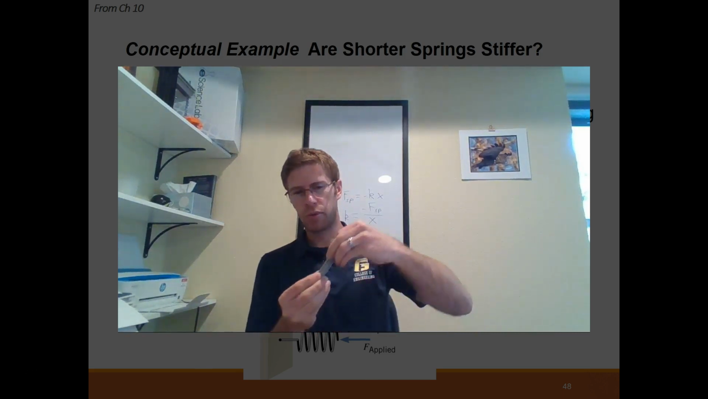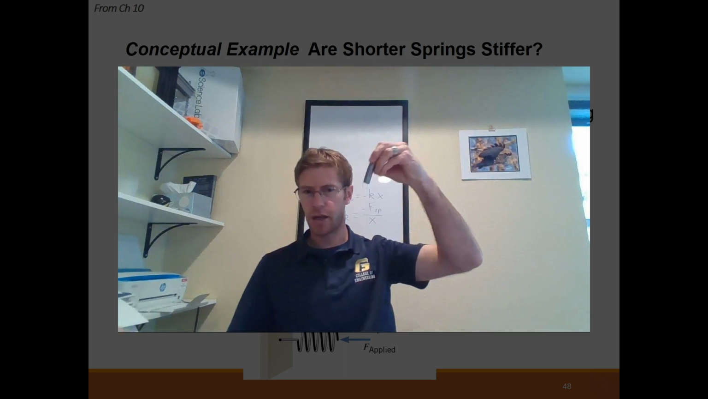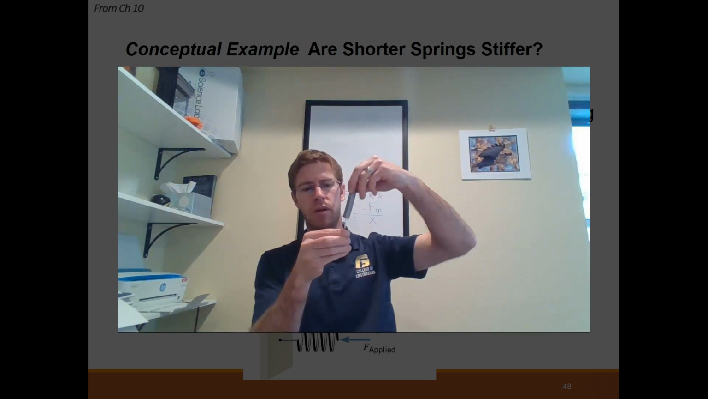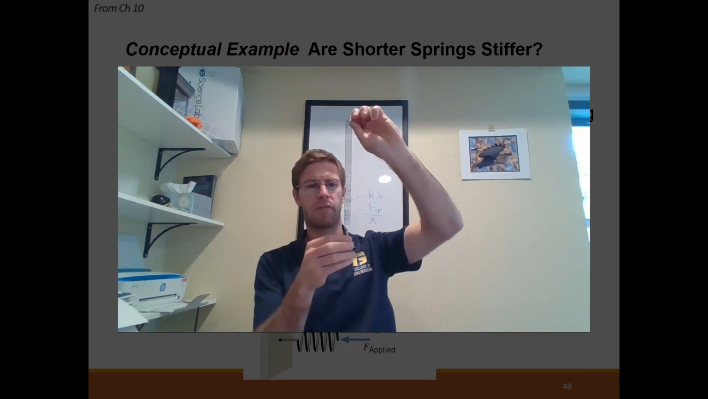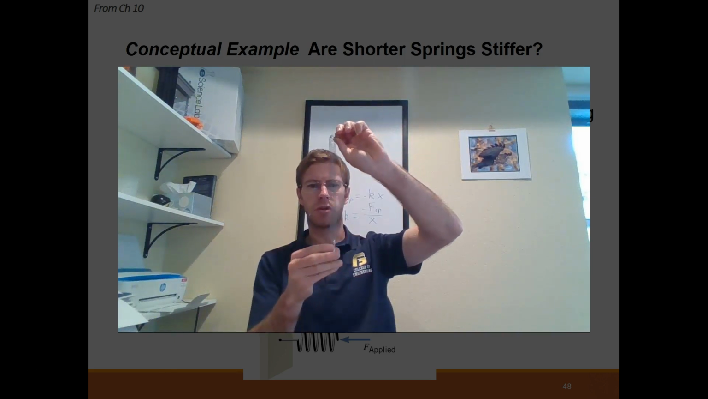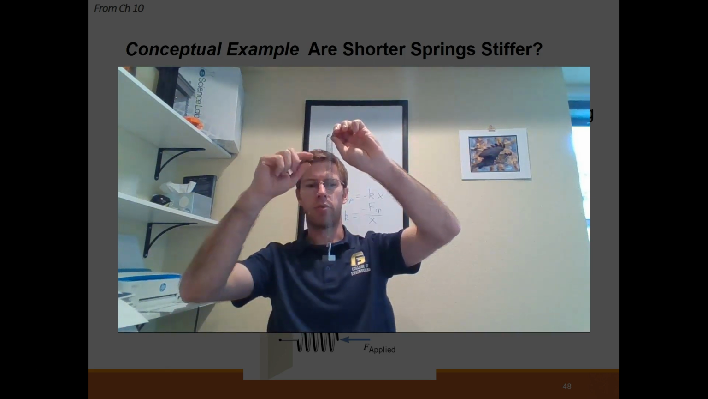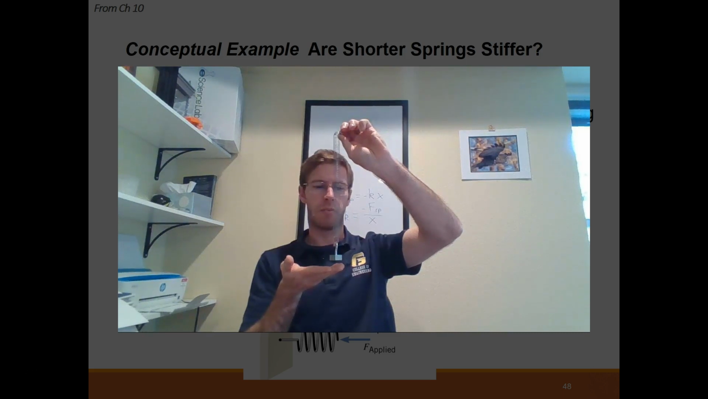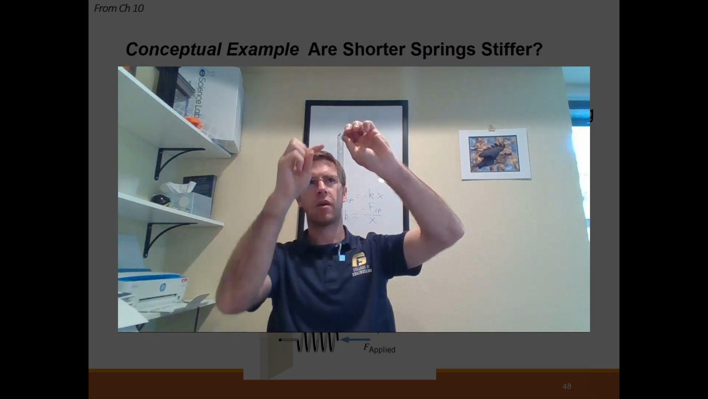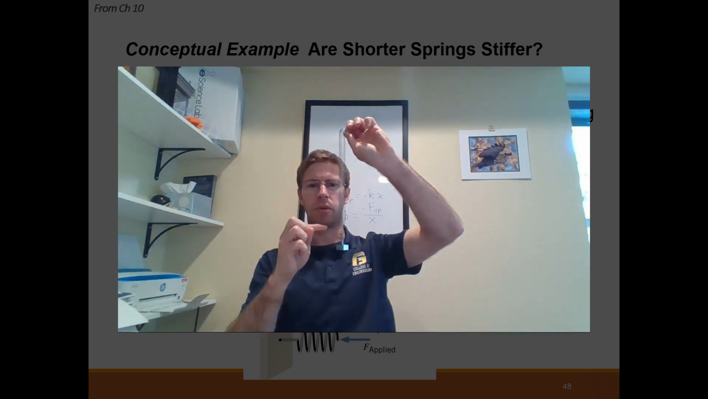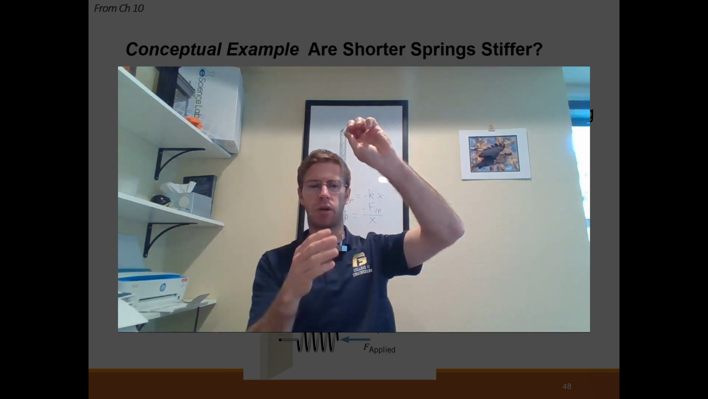So here's my spring that I have, my example. I'm not going to cut it in half, but I will do something similar. So if I hold it from the very end, it stretches a certain distance, all right? So there's a force, which is going to be basically 0.5 newtons, and a certain displacement. I could use that to calculate my spring constant.